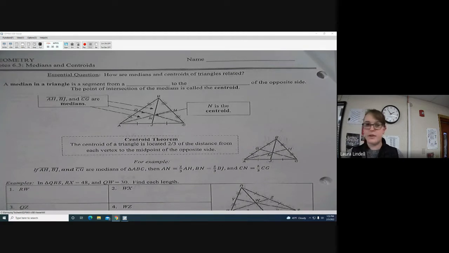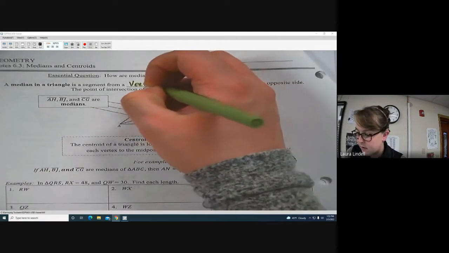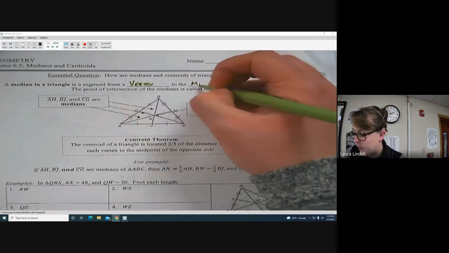And this is the first one that's actually kind of brand new to us, because our first couple were the perpendicular bisector and the angle bisector. And those we had kind of talked about in chapter 1 a bit, just not as specifically as they pertain to triangles. So today this is a brand new one, a median in a triangle, and it is a segment that goes from a vertex to the midpoint of the opposite side.